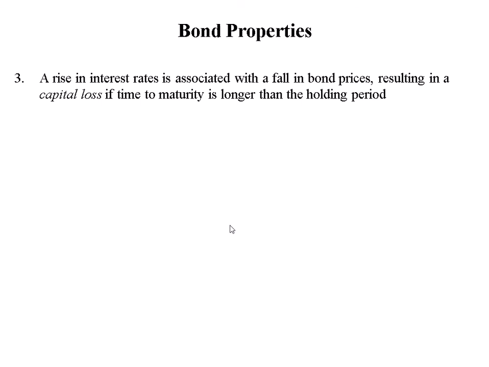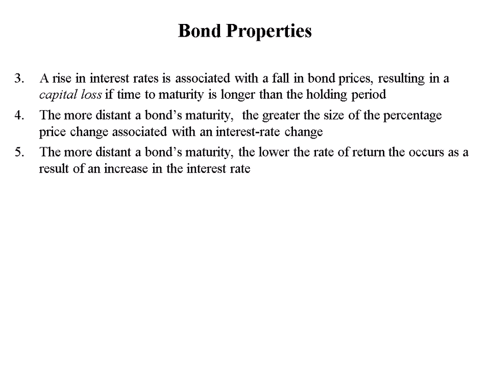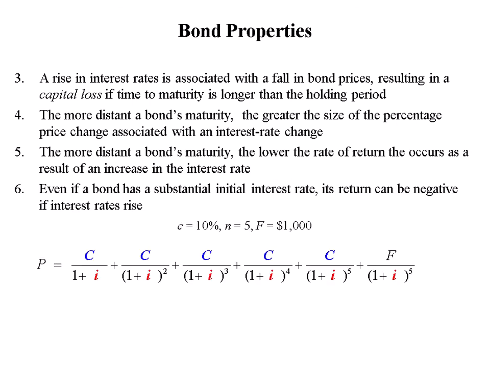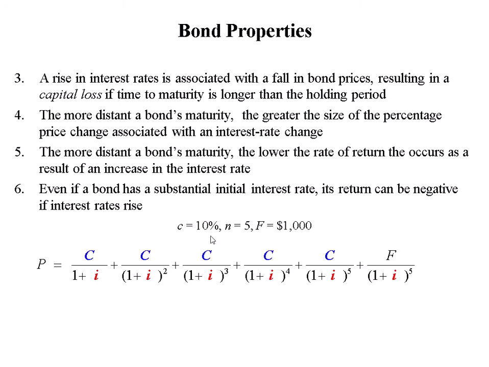A rise in interest rates is associated with a fall in bond prices, resulting in a capital loss if time to maturity is longer than the holding period. The more distant a bond's maturity, the greater the size of the percentage price change associated with an interest rate change. The more distant a bond's maturity, the lower the rate of return that results from an increase in interest rates. Even if a bond has a substantial initial interest rate, its return can be negative if interest rates rise. So here's an example.